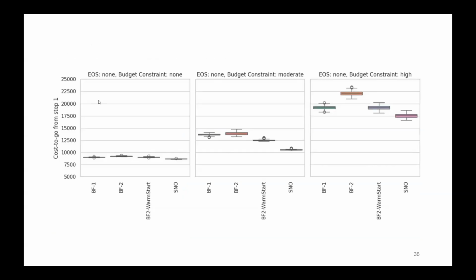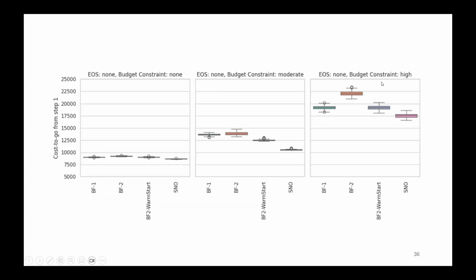So here we have the results. There is no EOS in either of these cases, but from left to right, the budget constraint becomes more and more severe. So at the very left, you have no EOS, no budget, and you can see that all of them perform quite the same, not much of a difference. Although at this scale, you won't see any difference. There is a little bit of a difference. From when budget constraint becomes moderate, you can see that SNO performs the best. BF2 is performing worse than BF1, and BF2 warm start is performing better than either of them. So that one thing is mismatching with our expectations.